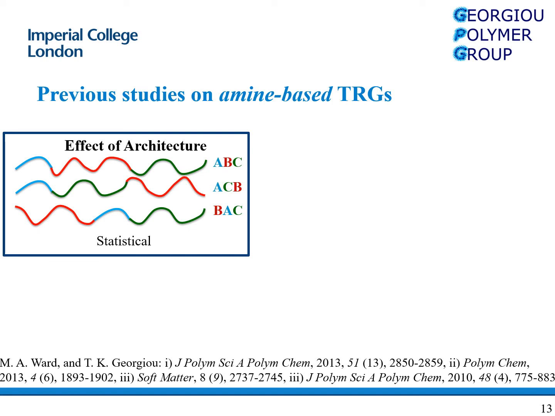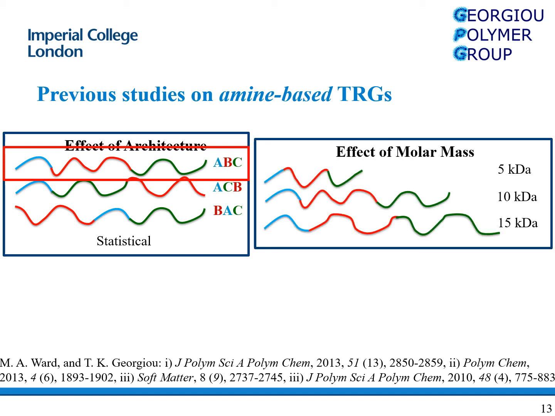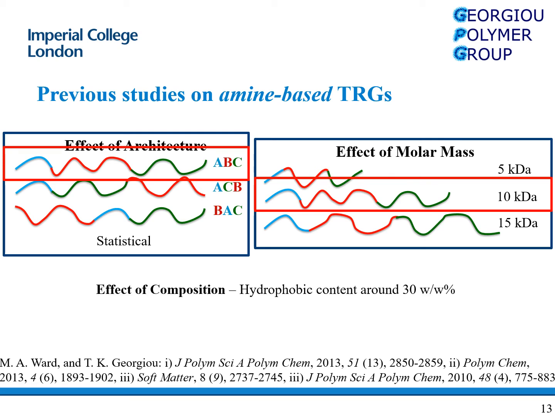So in the previous studies, what we investigated was the effect of architecture. For example, we varied the position of the block from ABC to ACB or BAC, and it was proven that the ABC architecture was the best. The other parameter investigated was the molar mass, and it was proven that a molar mass around 10 kilodalton is ideal because it forms a gel but also ensures solubility. And in terms of composition, it's best if the hydrophobic content is kept around 30%.